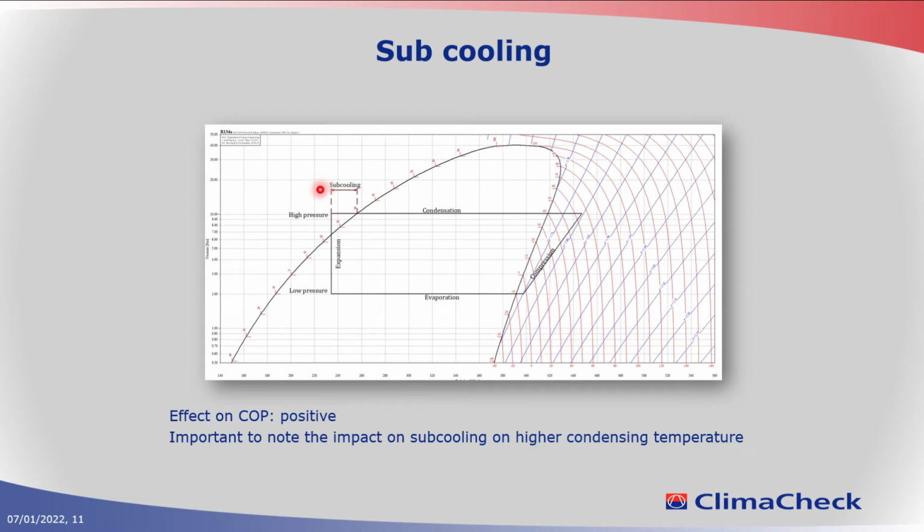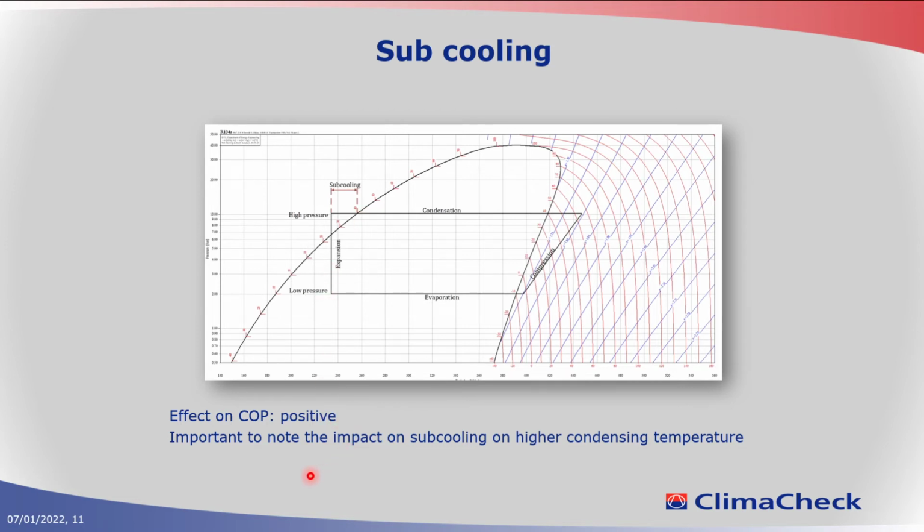If we look at subcool, the effect on COP is in most cases positive. So if you add subcool, you can see it in this picture, you're adding to the length of this line here, which means you have given away more energy from the refrigerant, which in turn will increase both the heating and cooling capacity.